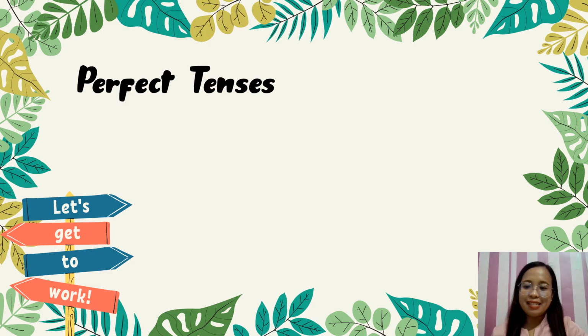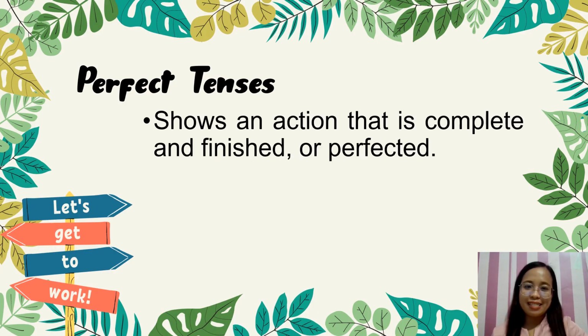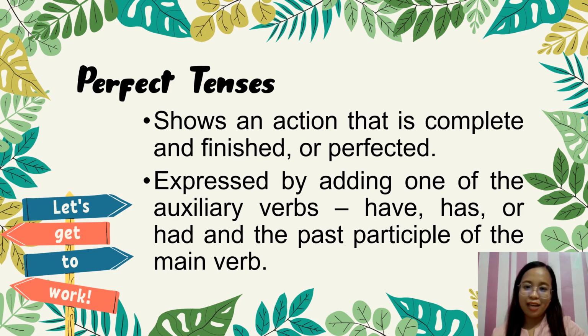Okay, now class, let's discuss all about the perfect tenses. When we say perfect tenses, it shows an action that is complete and finished or perfected. So, ito yung mga action na tapos na or complete na siya or perfected. Okay? It is expressed by adding one of the auxiliary verbs like have, has, or had, and the past participle of the main verbs. Ito yung gagamitin natin ngayon. We're going to use the auxiliary verbs have, has, or had, and also the past participle of the main verb.